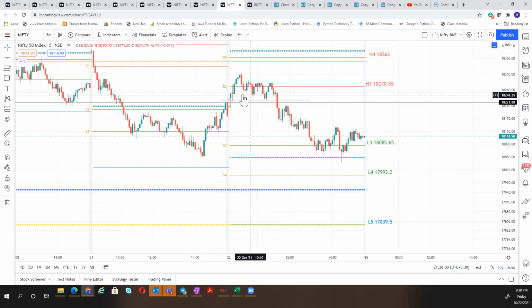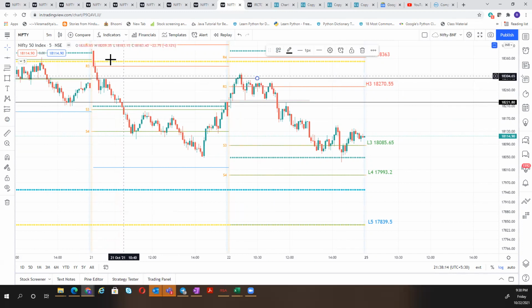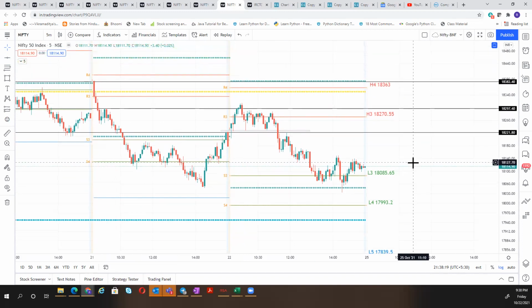Now R3, what did I say? R3 is a selling area. Remember, we are talking about Camarilla. R3 is a selling area. Price breaks R3, but based on our earlier buy and support area, we have a selling area from here to here. So you know already in this territory, you have to be watchful.